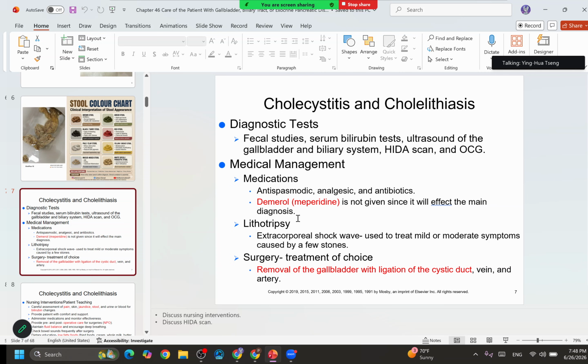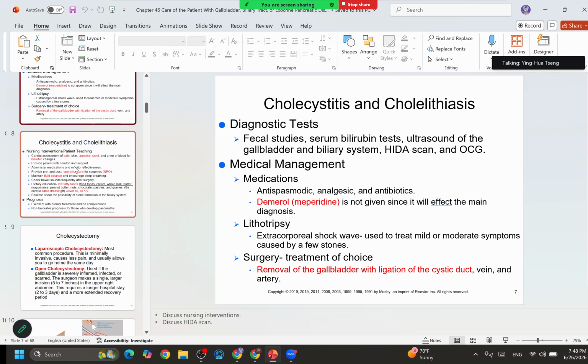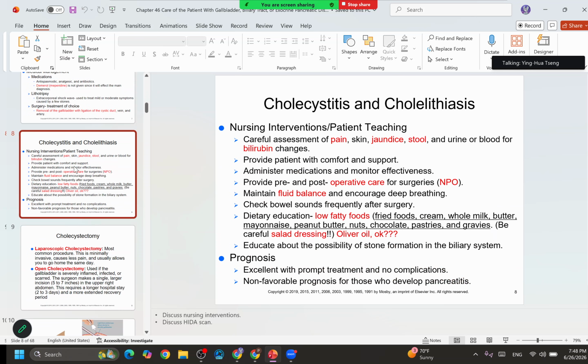All right. So surgery is the treatment of choice: remove the whole gallbladder, or just open it up so the stone passes and also lets the bile pass. This is the surgery that we do. Okay. So the nursing interventions for this.